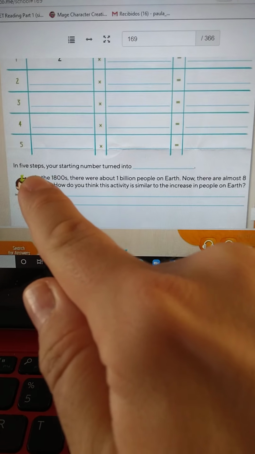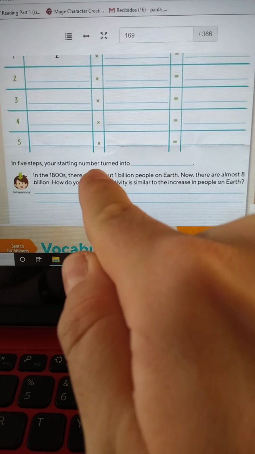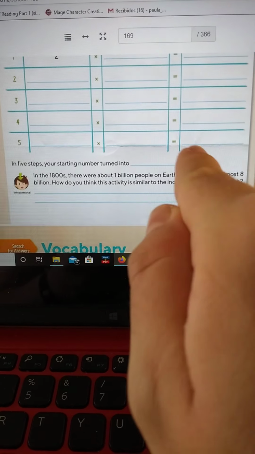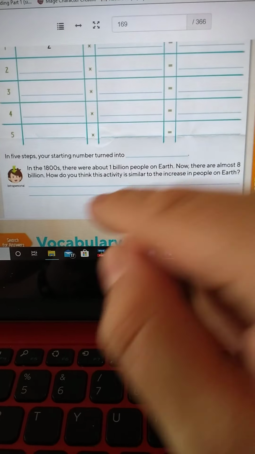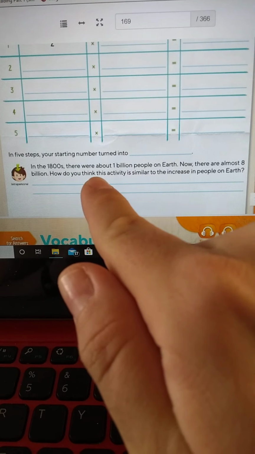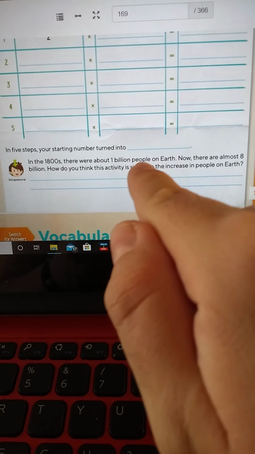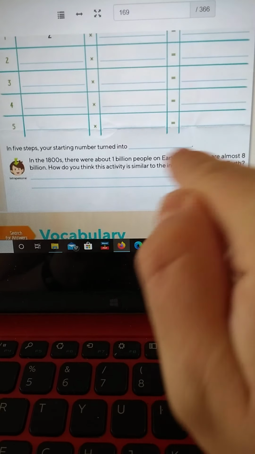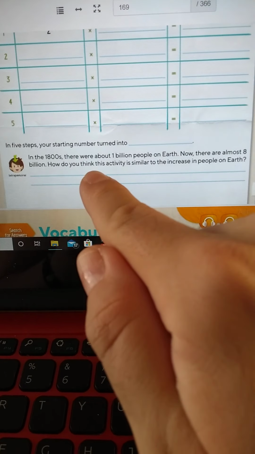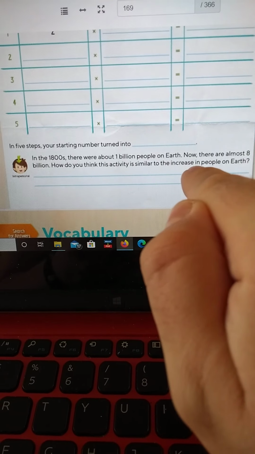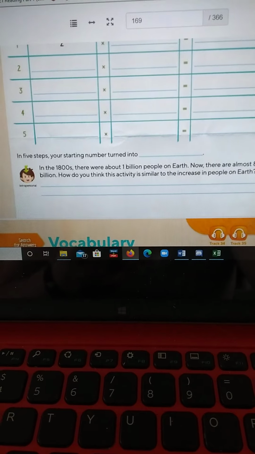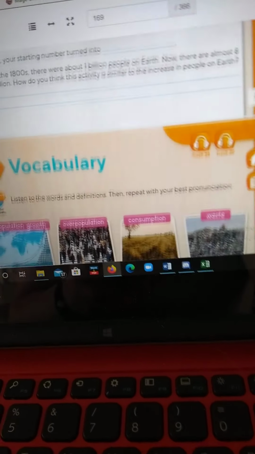So in 5 steps, your starting number turned into what? What's the last number you wrote here? So, in the 1800s, 200 years ago, there were only 1 billion people on Earth. Now there are almost 8 billion. How do you think this activity is similar to the increase of people on Earth? Answer with 1 sentence. Okay? Now for page 146, it's a vocabulary.